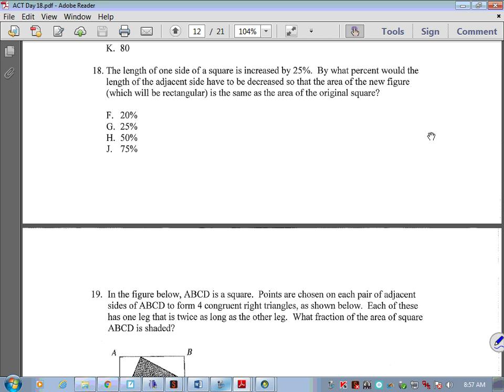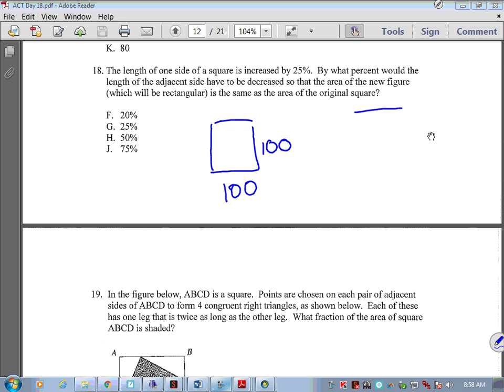So what's kind of complicated here, let's do it like this. Because we're working with percentages, let's keep our numbers at 100. Let's say my original square is 100 by 100, right? If the length of one side of a square is increased by 25%, let's say we do that to this side here, that's going to become 125, because 25 is 1/4 of 100.